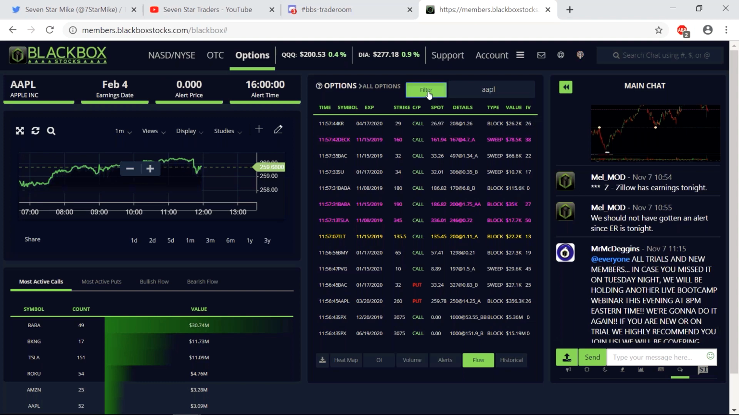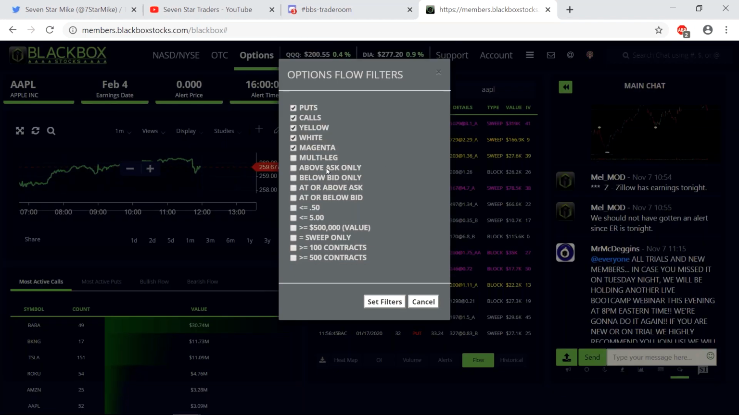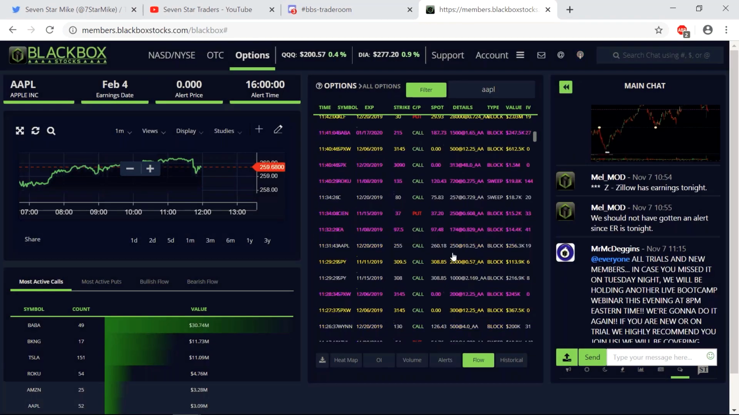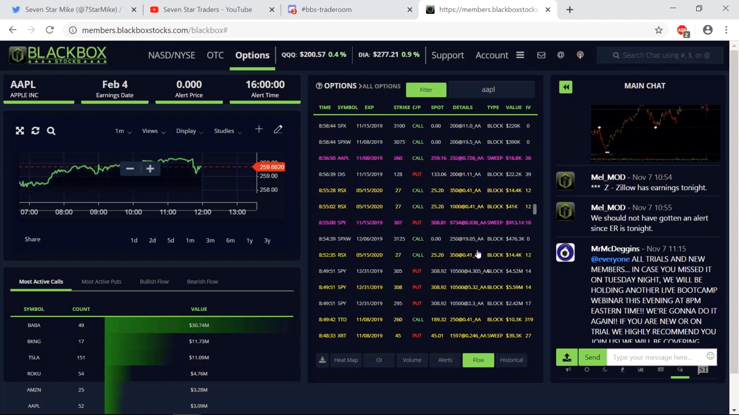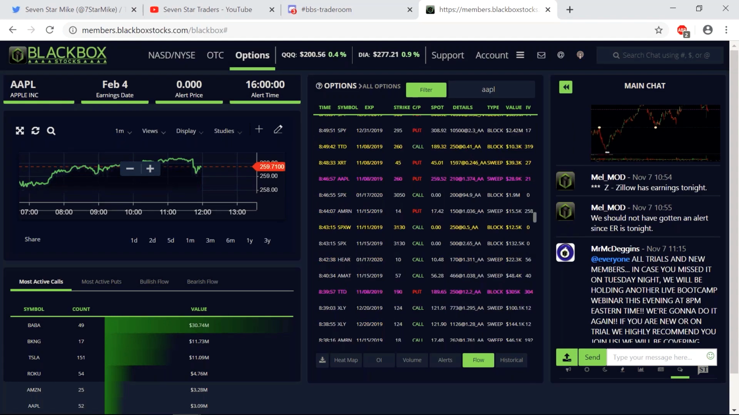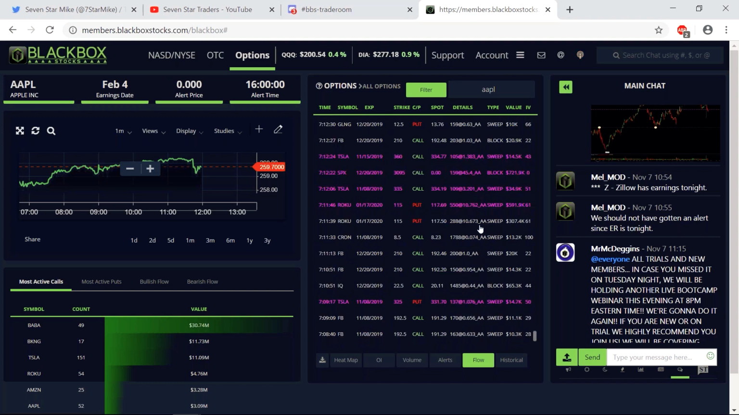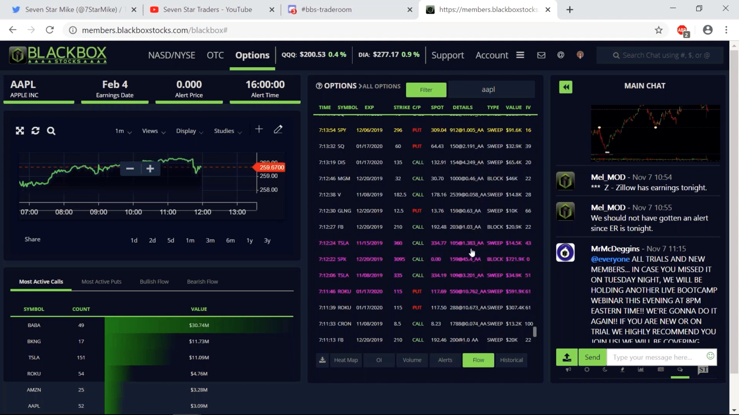One of the first things I do to start the day is come over here and make sure this above ask is checked, set filters, and then this is going to limit everything that comes across my scanner to only the ones that fill above the ask in the bid-ask spread. The reason I like the above the ask trades is because it's showing a sense of urgency for someone to get into a trade. If you think about the bid-ask spread, if you're paying above the ask, that means you don't care what price you enter a position at, you just want to be in that position. So the above ask trades are showing a sense of urgency to open a position.